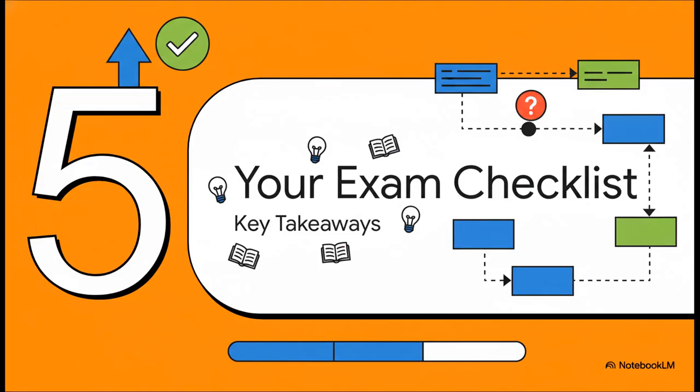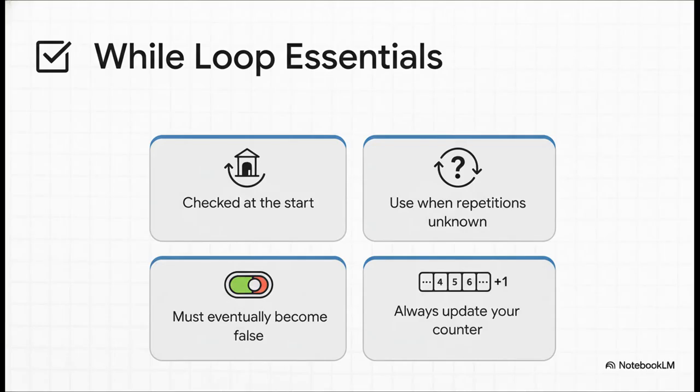All right, let's boil all of this down into a quick-fire revision checklist. These are the absolute, must-know, non-negotiable facts about condition-controlled loops for your GCSE exam. If you can lock these 4 points down, you're going to be in fantastic shape. First up, the condition is always checked at the start of the loop, before anything inside it runs.